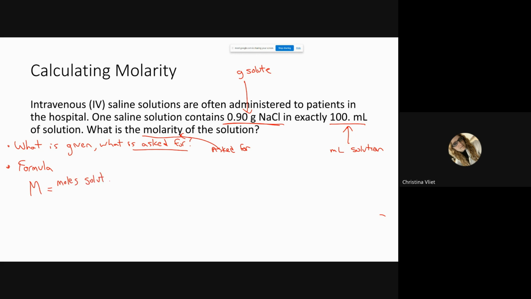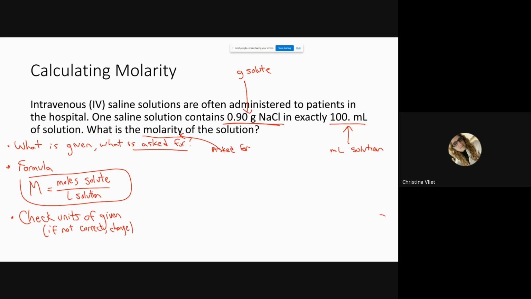Moles of solute over liters of solution. That's the formula, and that's the one you have to memorize to calculate molarity. Next, you have to check your units. Do your units match? Are your units correct? Check the units of your given, and if they're not correct, you have to change them.